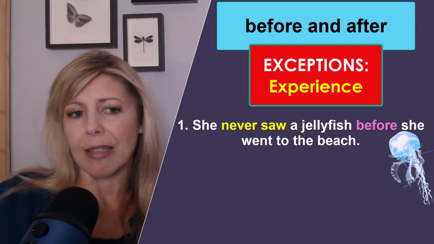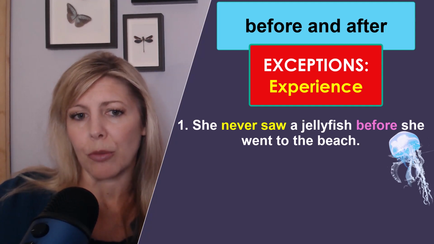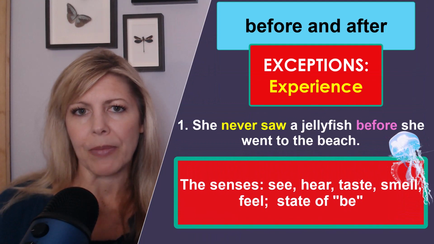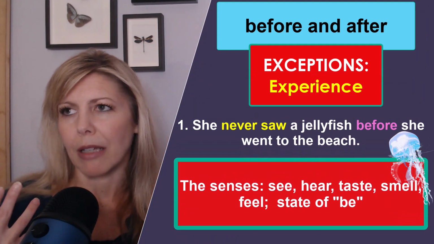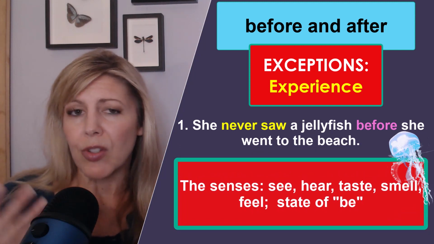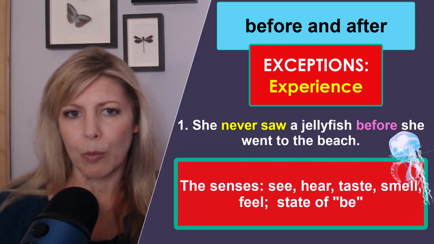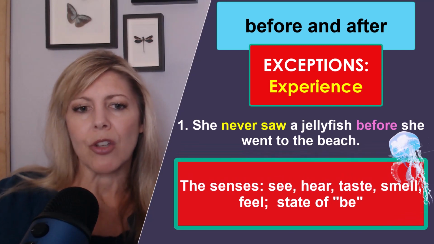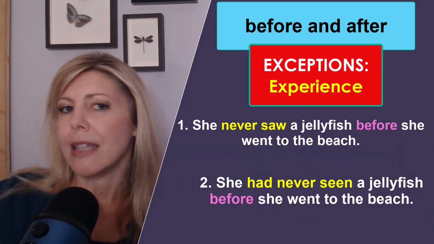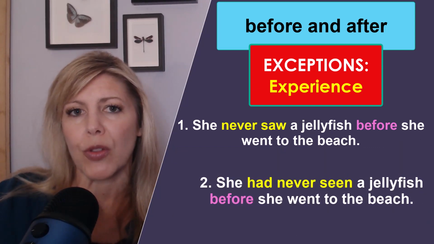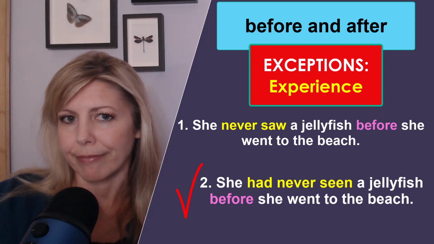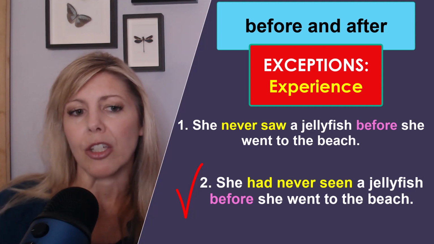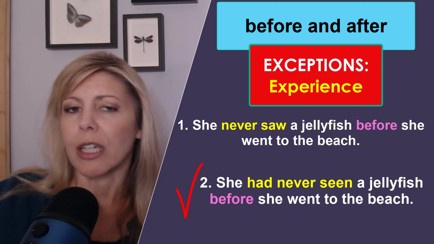So it's not correct to say she never saw a jellyfish before she went to the beach, because we're talking about experience. Anything with your senses, seeing, hearing, tasting, smelling, feeling, being, a state of be, all of that is considered experience. And with experience, you still need to use the past perfect form. So the correct form here is she had never seen a jellyfish before she went to the beach. That is correct. So that's the exception to using before and after in the simple past. We cannot use the simple past here because we're talking about experience.